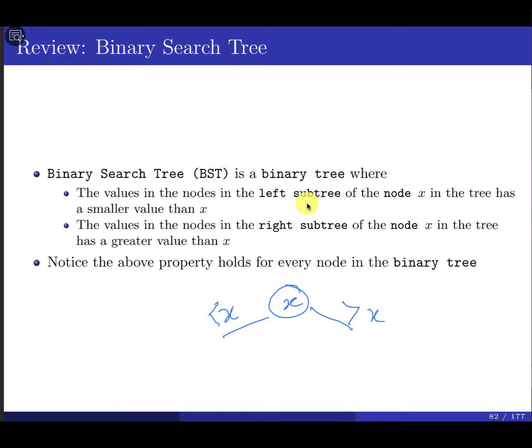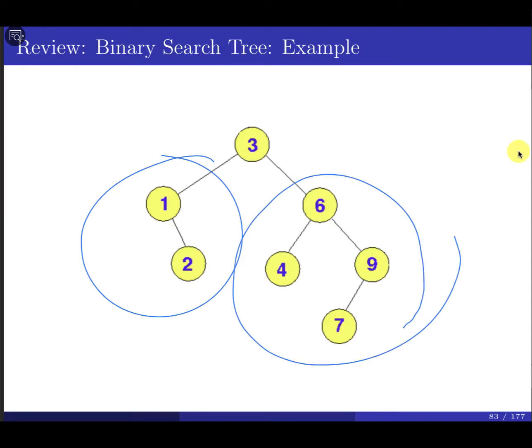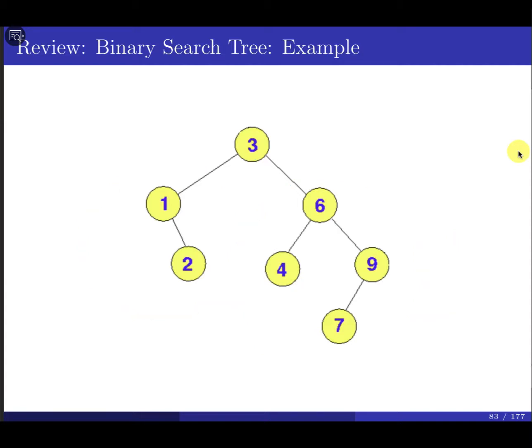So here, we give you an example, and this property holds for every single node in the binary tree. I'll give you a quick example here. For 3 here, this is the left subtree, all the values less than 3. And here, all the values of the right subtree must be greater than the value of X. You can go down, and this property holds as long as it goes down here.